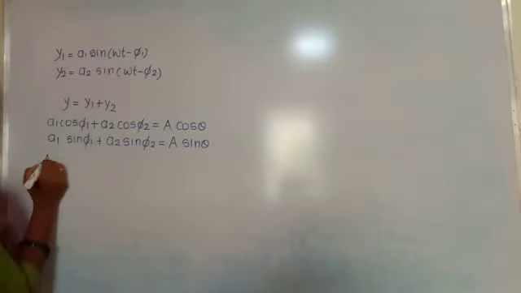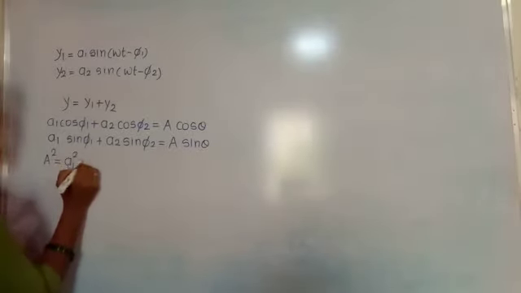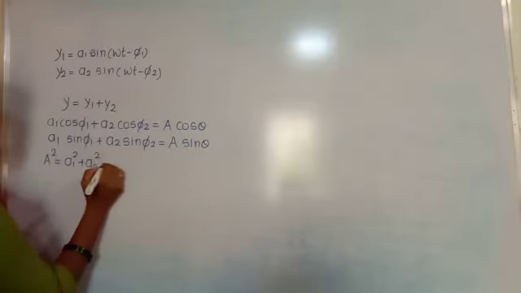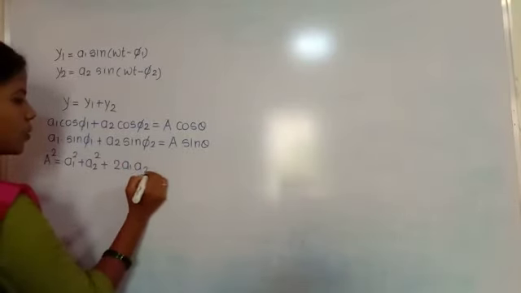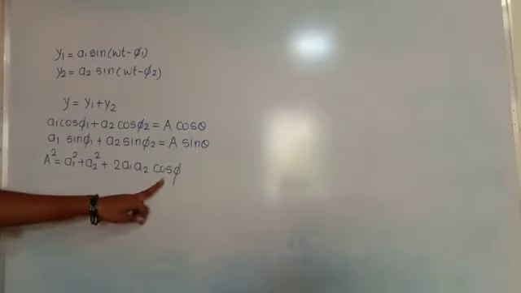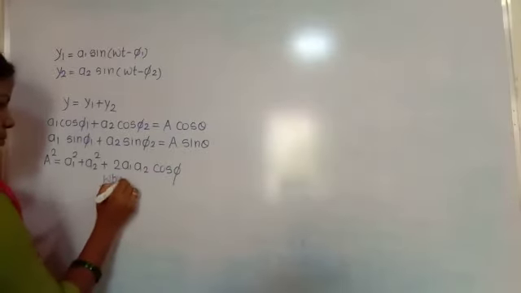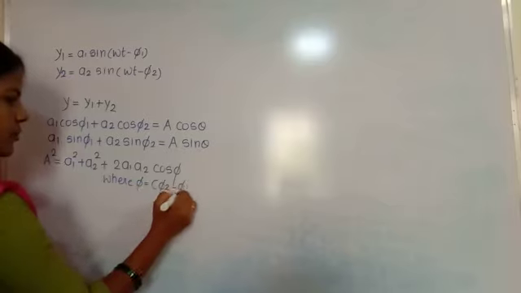So this resultant amplitude, A square, is equal to a1 square plus a2 square plus twice a1 a2 cos phi, and this phi is nothing but phi 2 minus phi 1. So where phi is equal to phi 2 minus phi 1.